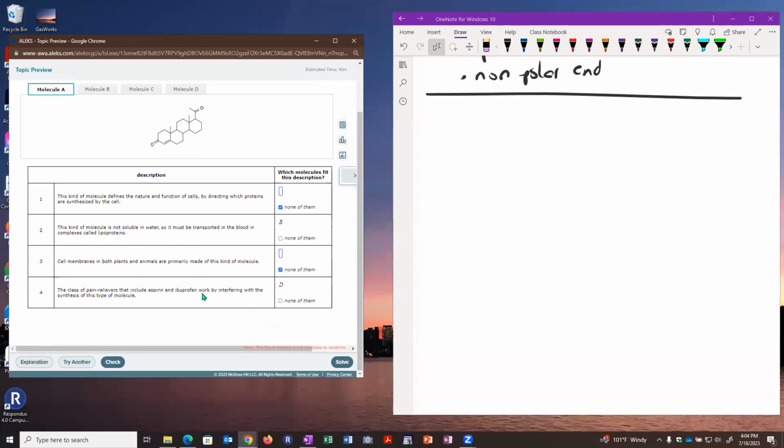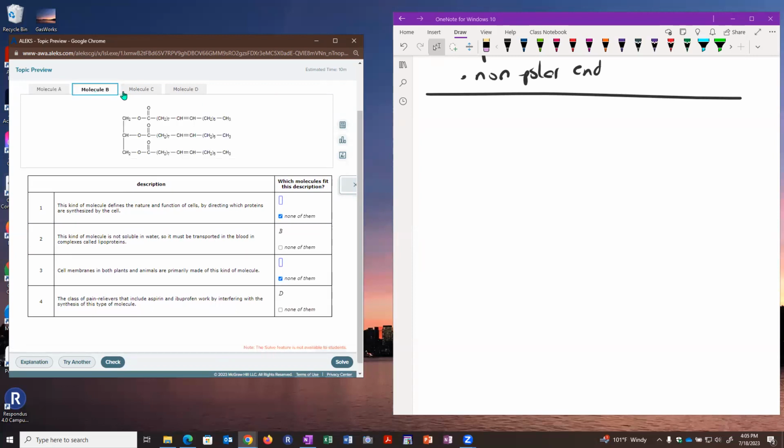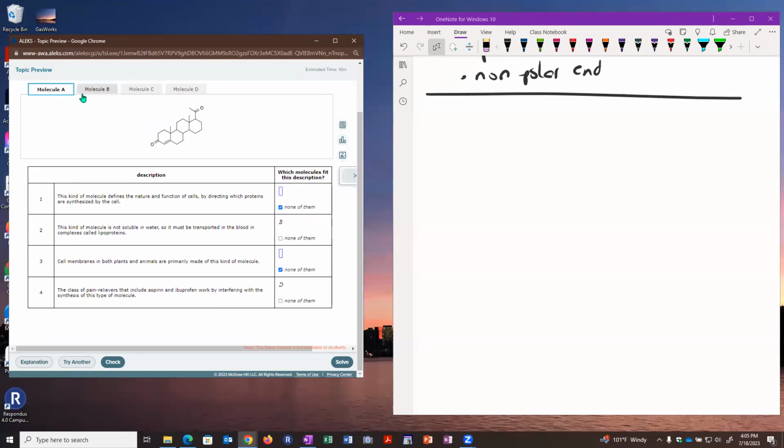So if we take a look, start at the bottom here. Number 4 says this class of pain relievers that include aspirin and ibuprofen work by interfering with the synthesis of this type of molecule, right? These usually work by interfering, especially for pain relievers and inflammation, anti-inflammatory drugs, these interfere with the production of prostaglandins. All right, so let's see if we see the structure for prostaglandin.